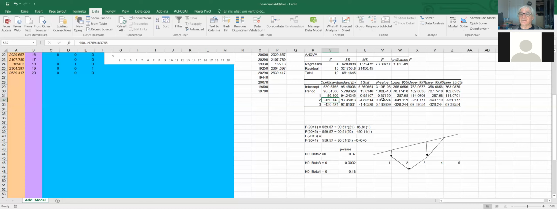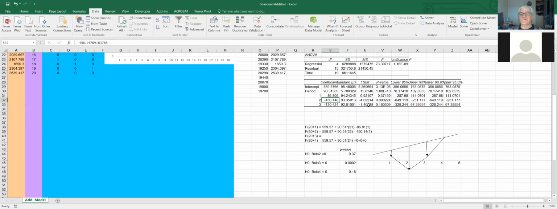This has a p-value of 0.002. So now the beta 3 is not 0. You reject the hypothesis that it is 0. If it's not 0, you can work with a number -450. So indeed, in season 2, an adjustment of -450 below the trend line is needed.